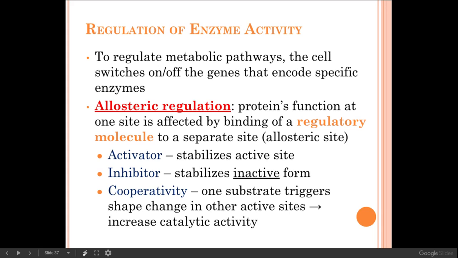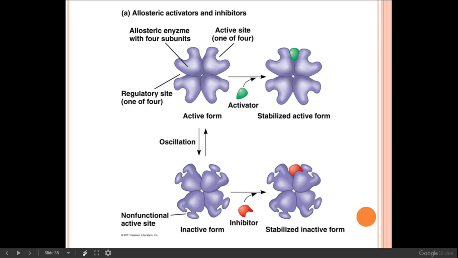And so an activator stabilizes an active form of the enzyme, and an inhibitor stabilizes the inactive form of the enzyme. You can also have something called cooperativity, where one substrate actually triggers the shape to change so that the other active sites increase their catalytic activity.